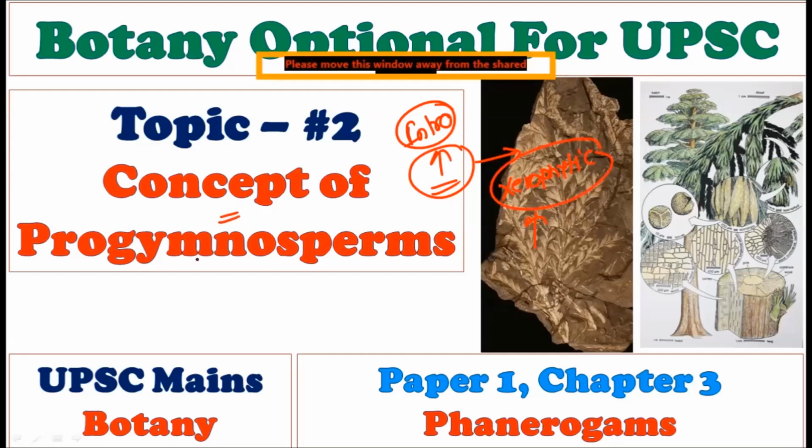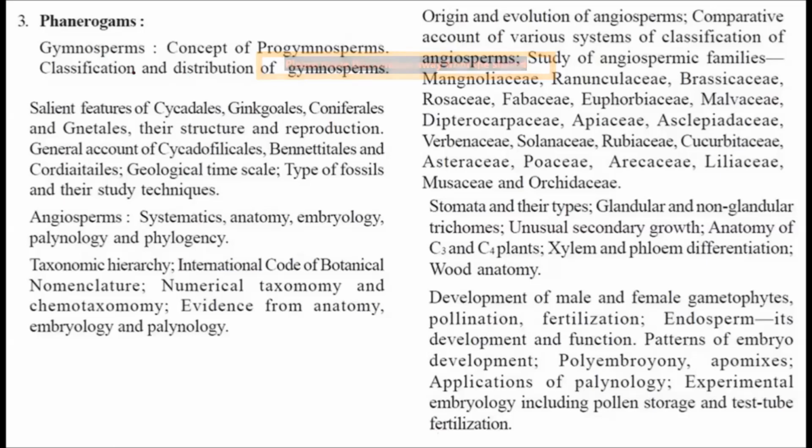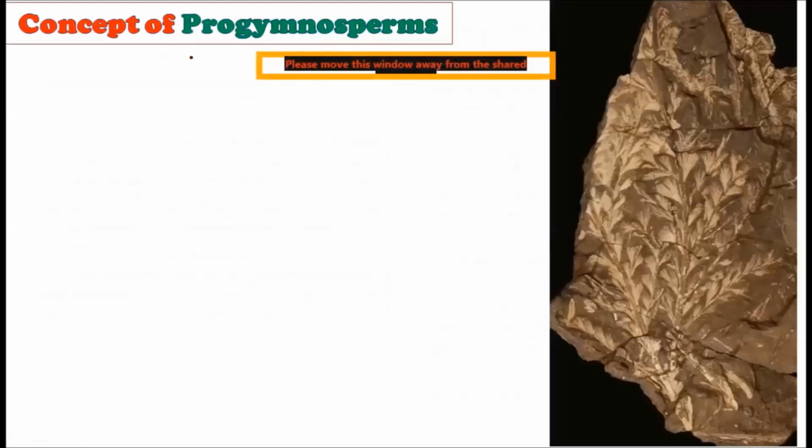Now consider the concept of progymnosperms. This is exactly mentioned in your UPSC main syllabus, and it is a very important concept while studying the plant kingdom, because these are the connecting link between the pteridophytes and the gymnosperms. Now, we are dealing with Paper 1 and chapter number 3, the Phanerogams. In that you first study the gymnosperms, and in that, first the concept of progymnosperms.